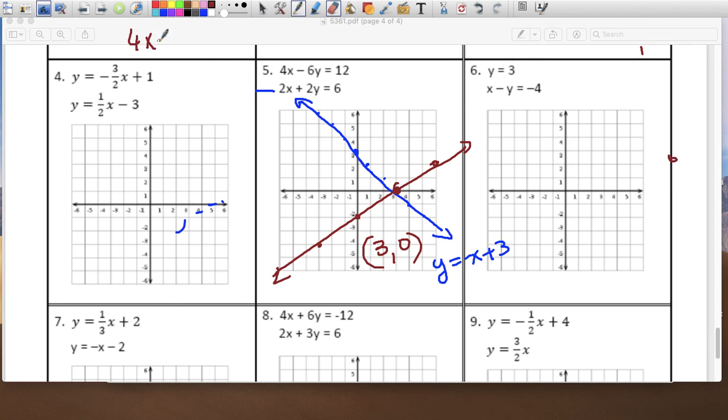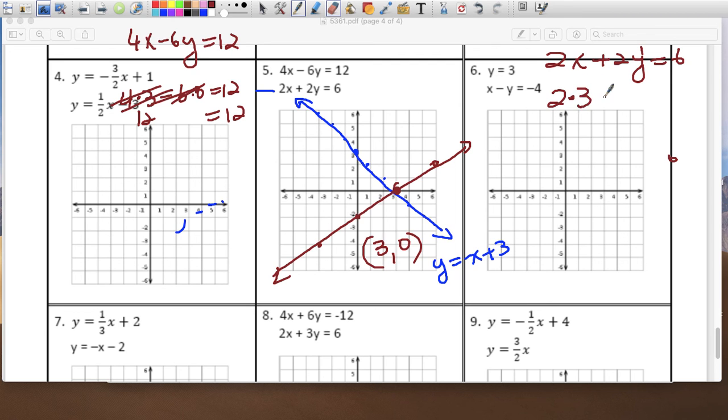So 4x minus 6y equals 12. Let me replace the x and the y with 3 and 0. So it's going to be 4 times 3 minus 6 times 0 equals 12. Is that really true? 4 times 3 is 12. 6 times 0 is 0, so that goes away. So I end up with 12 equals 12. So that checks. And the second one, 2x plus 2y equals 6. And again, it's 2 times 3 plus 2 times 0 equals 6. Is that true? Well, it looks like it. This is 0, and 2 times 3 is 6. Both equations were satisfied by the point 3, 0.